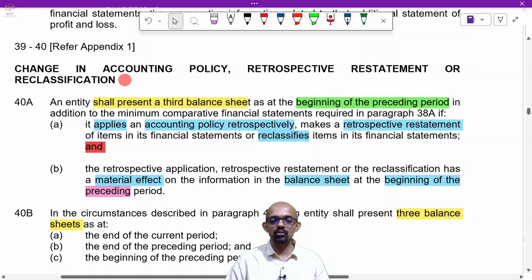Next, let us come to change in accounting policy, retrospective restatement or reclassification. So if this affects the balance sheet at the beginning of the preceding period, there is a material effect, then a third balance sheet should be presented, right? So, two conditions: either retrospective application of accounting policy or retrospective restatement or reclassification, and it has a material effect on the balance sheet at the beginning of the preceding period.